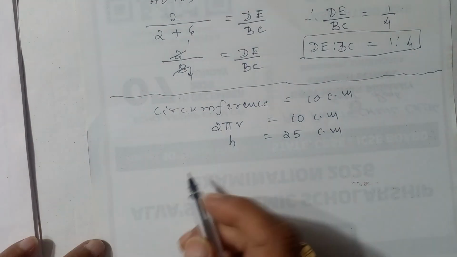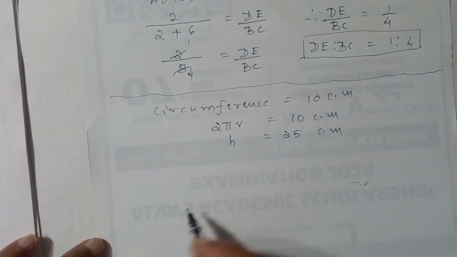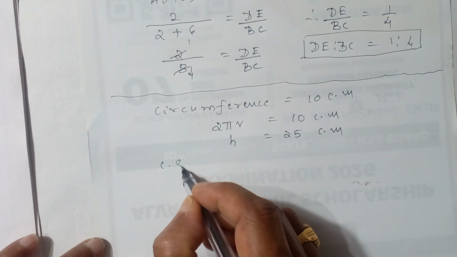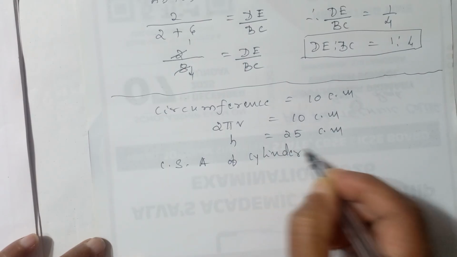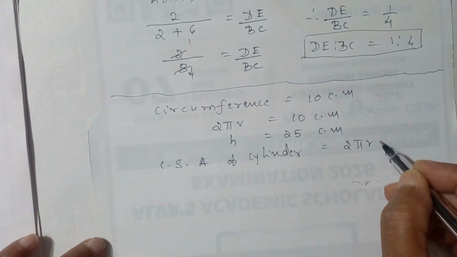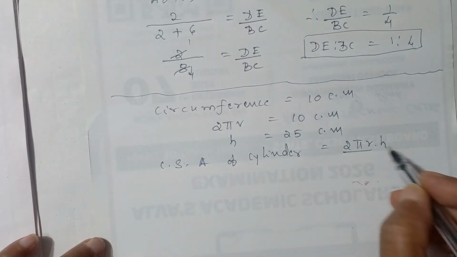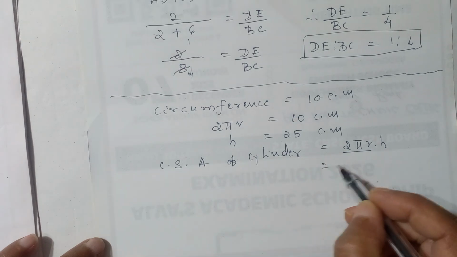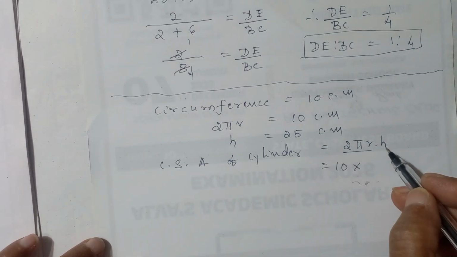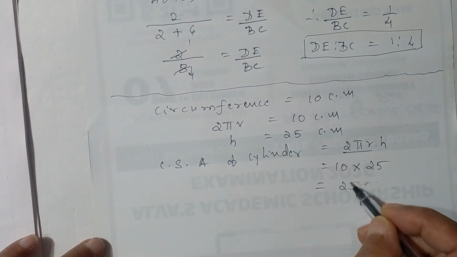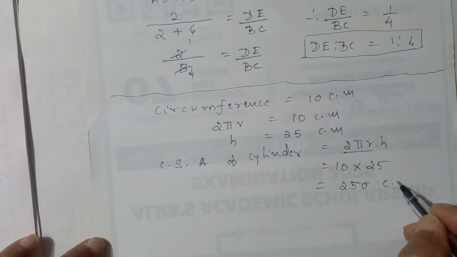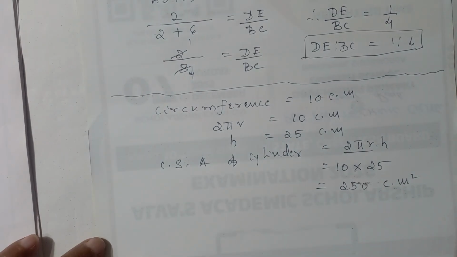The question asked is to find the curved surface area of the cylinder. You know that the curved surface area of a cylinder is 2 pi r into h. Here 2 pi r is given in the problem as 10, into h, the vertical height, which is given as 25. Multiplying these two, that becomes 250. Don't forget the unit, square centimeter. In that way, we can find the curved surface area of the cylinder.